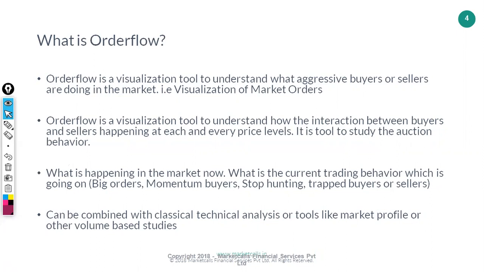It is nothing but you put a microscope inside the candlesticks and you look into the volume at each and every price level of that particular candlestick. It is a tool to study the auction behavior. Again, it is just like market profile, which is a tool to study the auction behavior. Order flow is also one of the tools to study the auction behavior, how the auction happens in the markets, how the auction pulls the market up and pushes the market down. It's that kind of study.